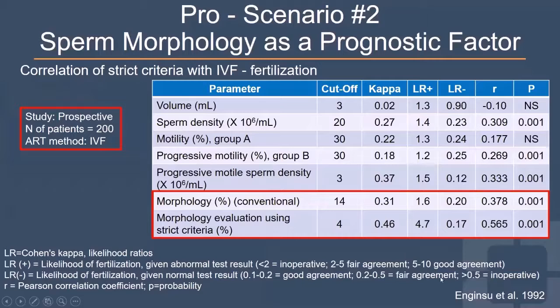If we look further here at a study by Nginzu, including 200 patients, these authors could also clearly show a significant relationship between normal sperm morphology, here as a correlation coefficient that was really significant, with 14%, the conventional cutoff value, and the strict criteria. And if we look at the strict criteria here at the bottom, we can see this relationship in terms of the correlation coefficient is significantly better than that for the 14%. And here also the likelihood ratio for the onset of a pregnancy is much higher than for the 14%.